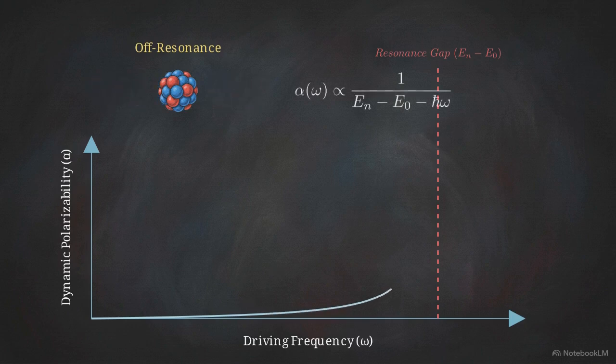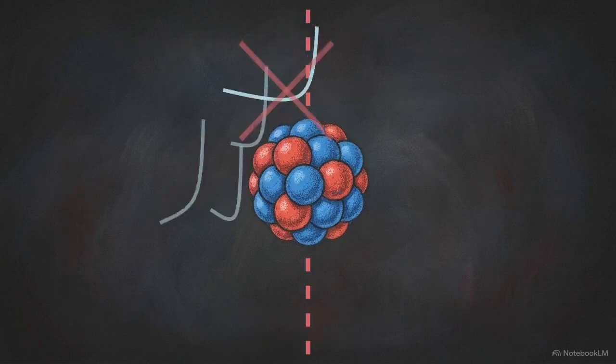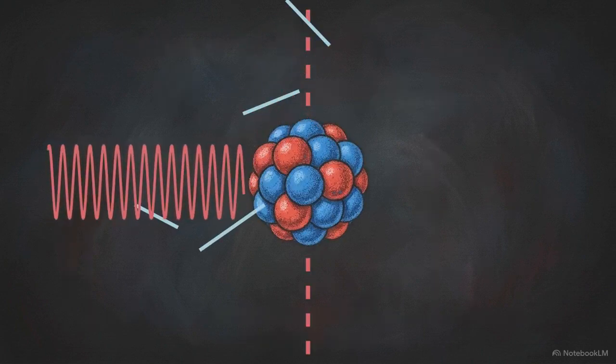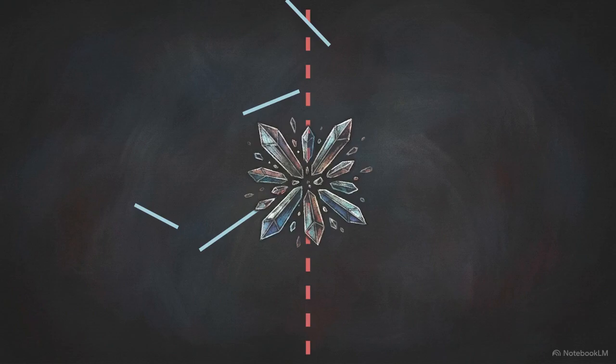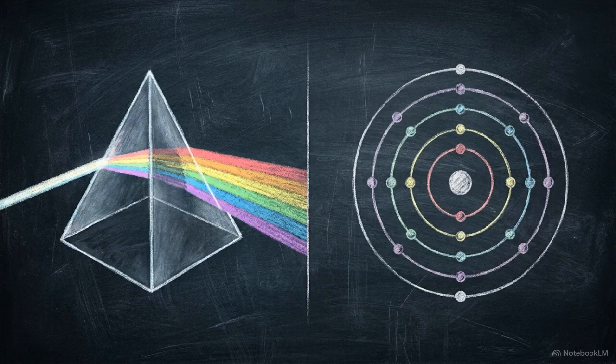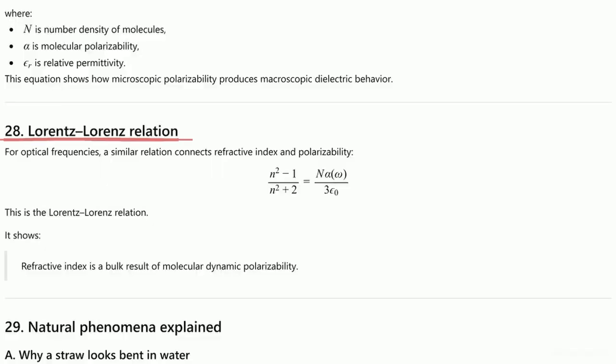But near resonance, the denominator approaches zero. The refractive index behaves radically. The molecule heavily absorbs the energy, and light transmission is destroyed. A material's refractive index traces a dynamic curve dictated entirely by how closely light's frequency matches the internal quantum energy gaps of its atoms. This is the Lorentz-Lorenz relation.